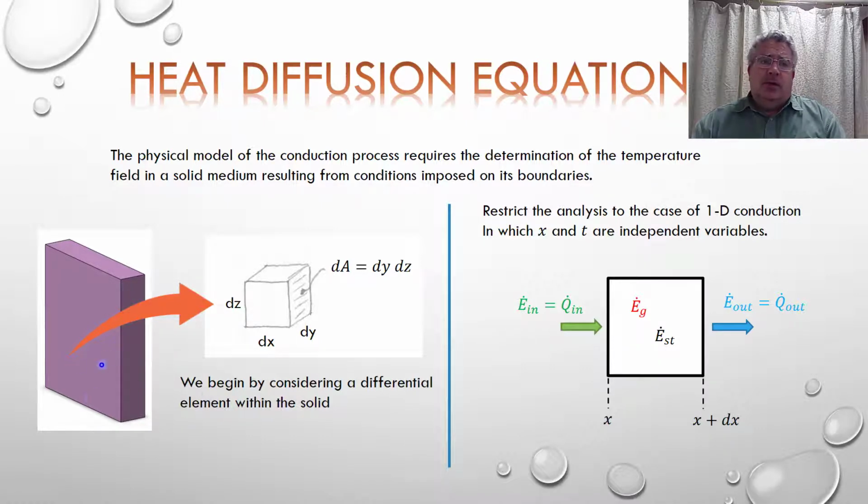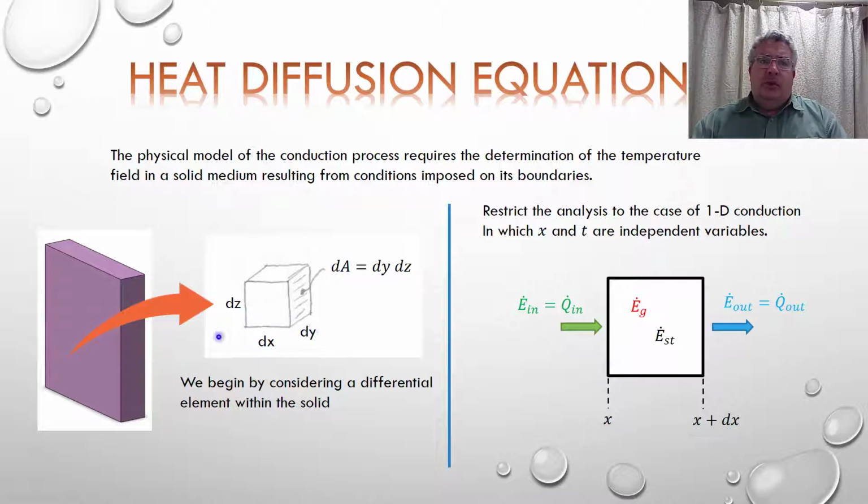So the way it starts is we assume that we have a wall where the heat is moving in this direction, and we pull out a small little differential volume. It's a differential volume in Cartesian coordinates, so the volume is given by dx by dy by dz.